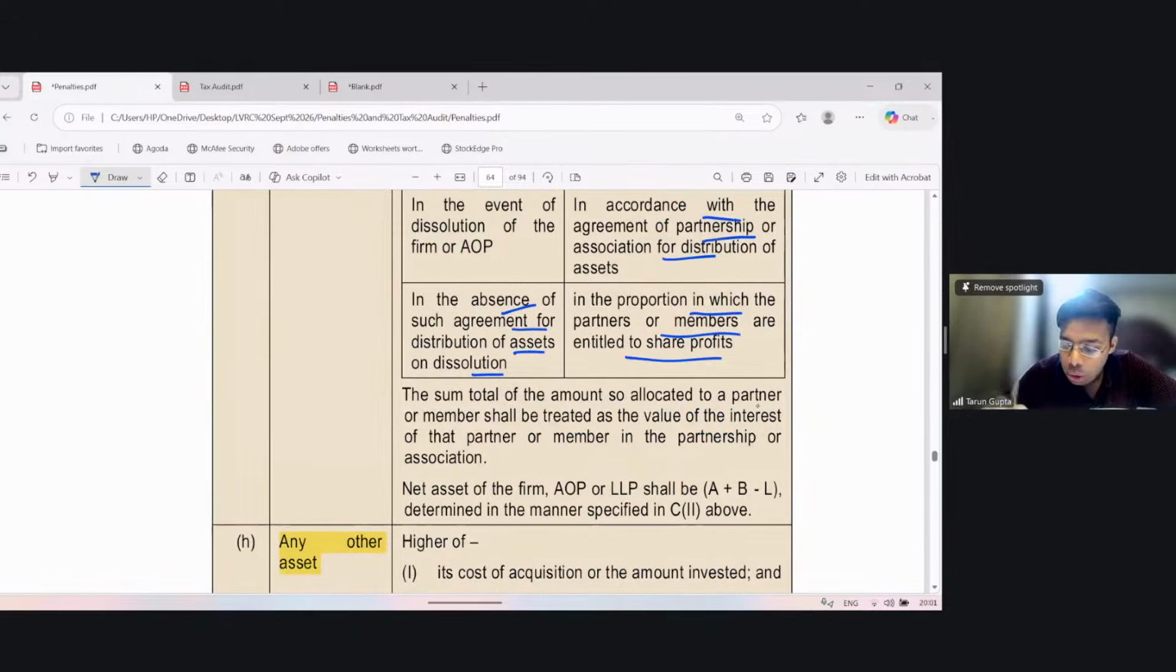The sum total of the amounts allocated. Firstly, we allocate on the basis of capital, then we allocate on the basis of dissolution or profit sharing ratio. The total of these two amounts shall be treated as the value of interest of that partner in the partnership or association of persons. Right? Net asset of the firm, AOP or LLP, shall be A plus B minus L as determined above. So A is the book value of assets other than the jewelry, etc. B is the fair market value of these assets which are excluded from A. L is the book value of liability excluding capital, dividend, and reserves. Right?